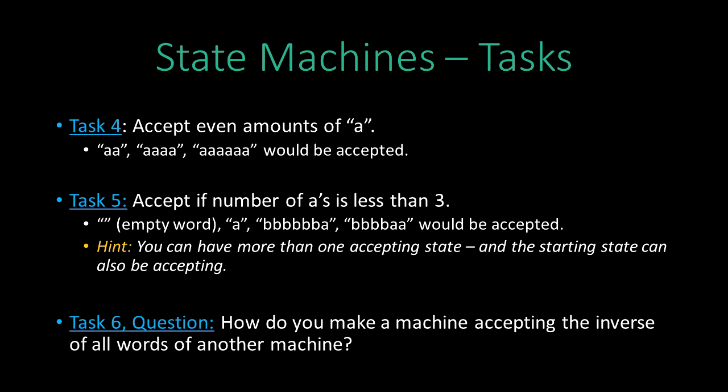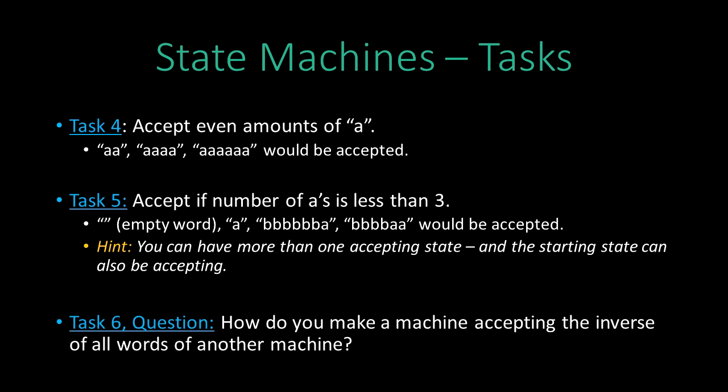The task number 6 is a question to try to figure out: if you are given an already existing and working machine accepting some words, how can you modify this machine in an easy way to accept the inverse of all those words?